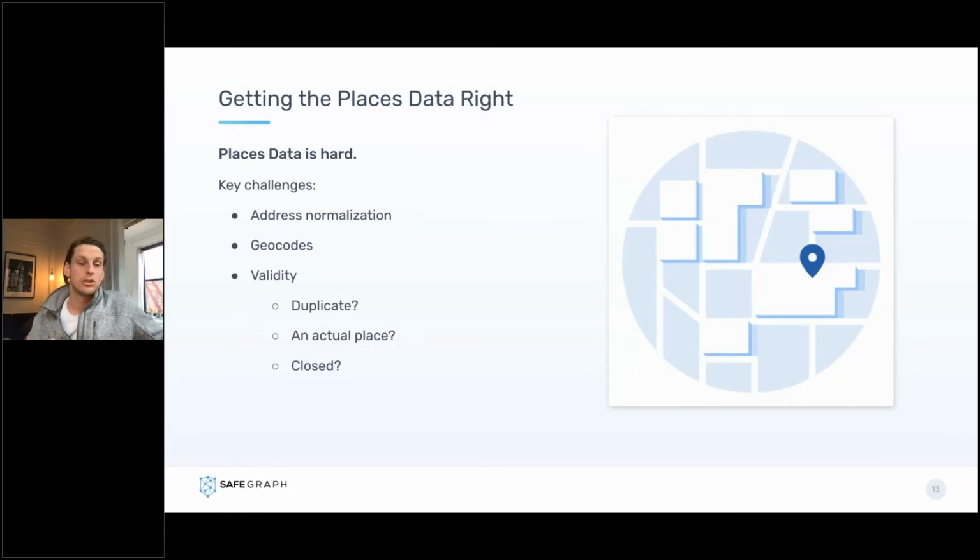And then actually just validity itself. How do we dedupe the data? That's a huge part of the work that we're focused on. How do we know that this is in fact a place? And I keep coming back to this, but how do we know that it's still open?